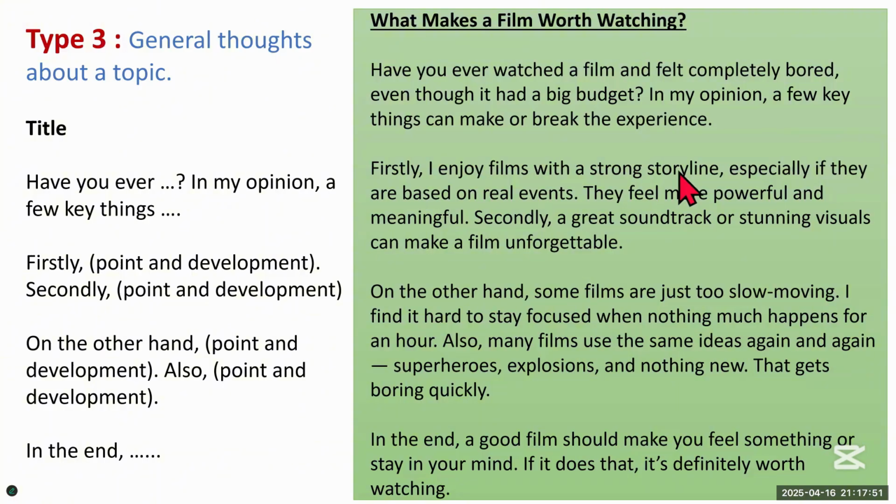So I have used 1 point from the prompt here, and the second one is my own. Same for the next paragraph. I have used 1 point here from the prompt, and then the next one is my own.